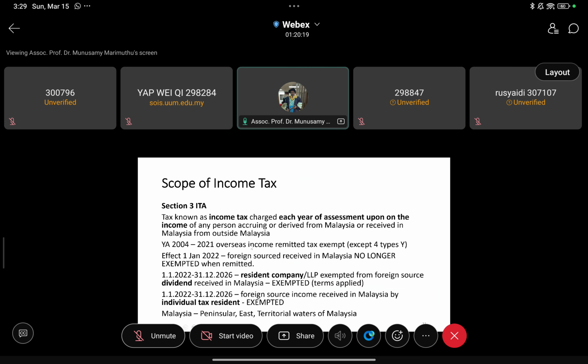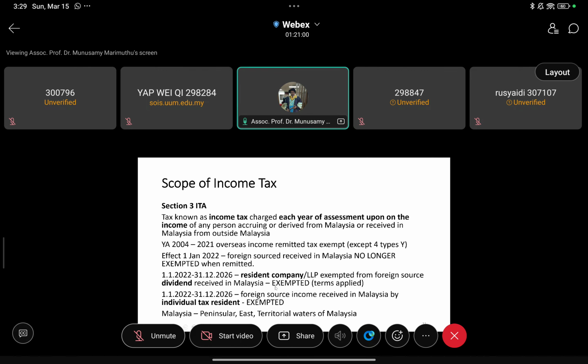So overseas income, like here, can you see this? Received in Malaysia from overseas. That means overseas income from outside Malaysia is tax exempt, except the fourth type of income, which you will learn later in Tax 2. That is the business of banking, shipping, air transport and insurance. These are world income scope. Okay, effective 2022, foreign source income received in Malaysia is no longer exempted when remitted. Wow. Earlier it was exempted, but effective 2022 it is no more exempted.